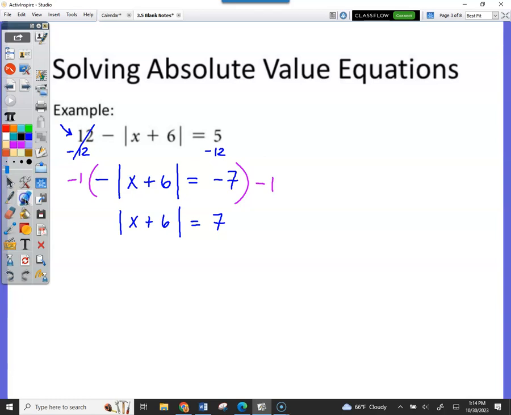Remember, you're not focusing on what's in the bars. You're focusing on what they're equal to. So this has to equal 7, which means that is either what number? Oh, wait, not x. What does this have to be? Either 7 or negative 7. Do you see it? Okay, so set them up. So x plus 6 is negative 7, or x plus 6 is positive 7. And then solve those.